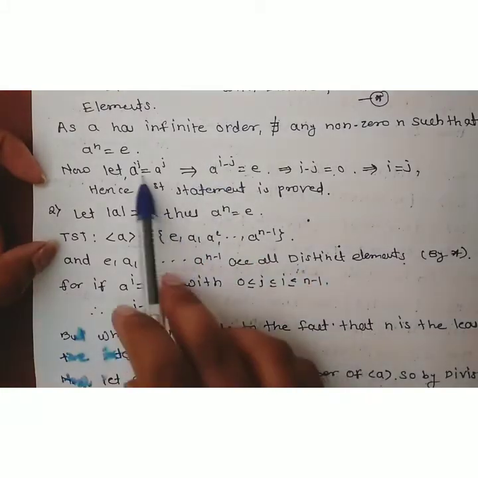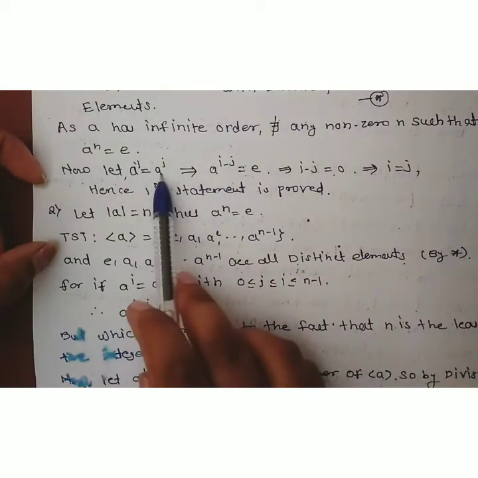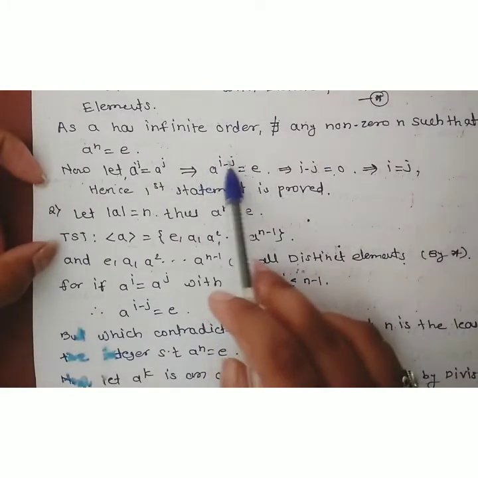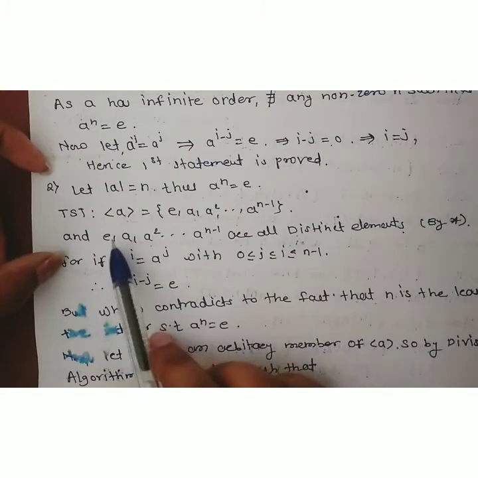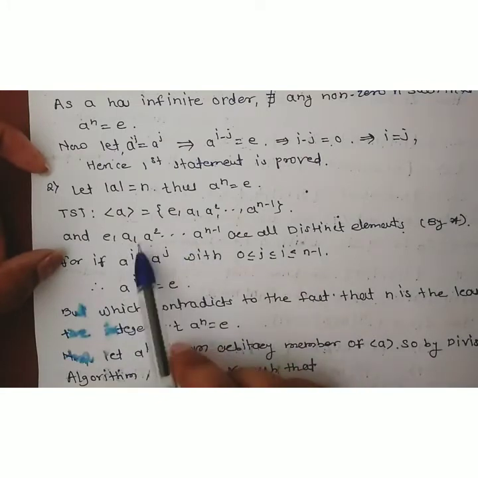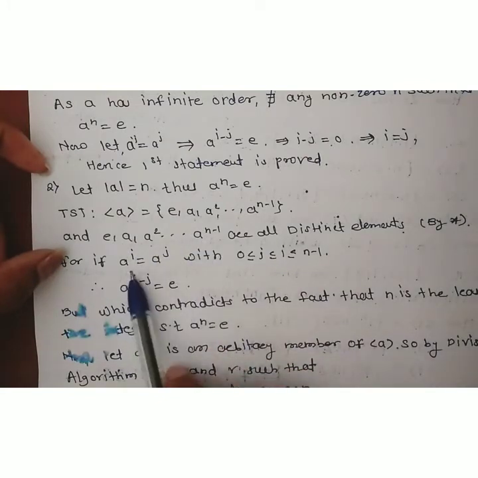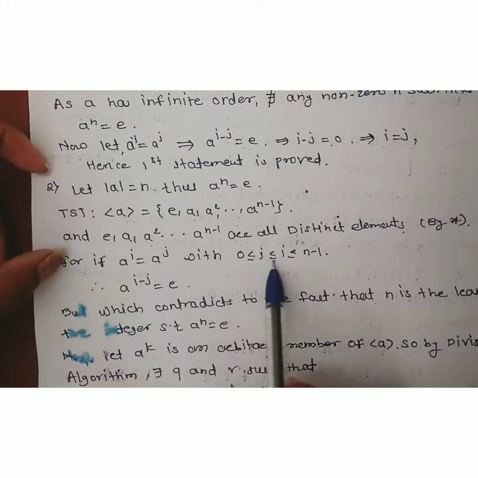If we consider two elements identical, then we get a to the power i minus j is equal to identity. Now we have to show that these elements are all distinct. Suppose a to the power i is equal to a to the power j for any two indices i and j, with 0 less than or equal to j less than or equal to i, which is less than or equal to n minus 1.